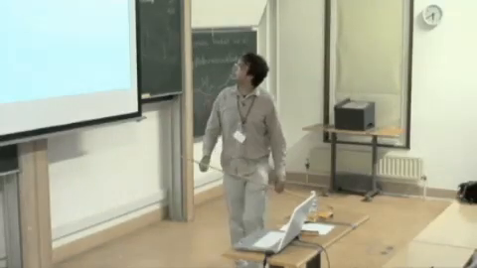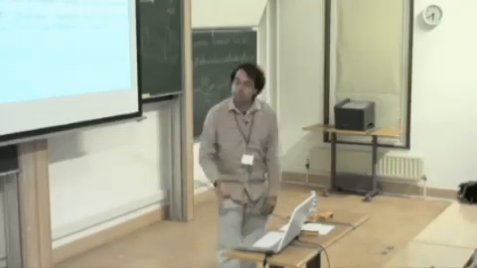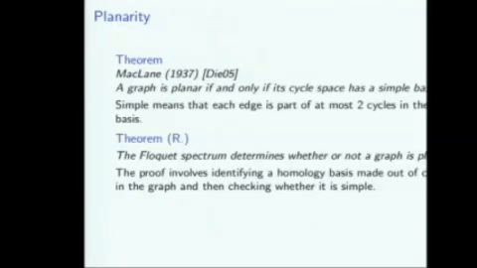So this theorem seems somewhat related to the kind of information we have, and we can use this, in fact, to determine, in general, from the Floquet spectrum whether a graph is planar or not. And so there are, in that sense, two key steps to doing that.